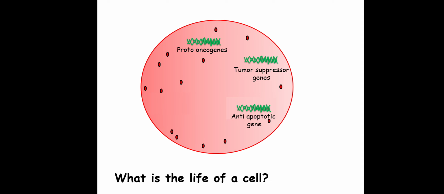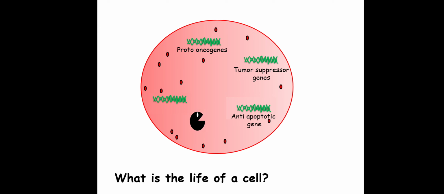So what will this anti-apoptotic gene do? It will release some kind of product, and as long as this product is released, this cell will be surviving. Next, we have another gene that you can call the suicidal gene. This gene is also producing some kind of product.